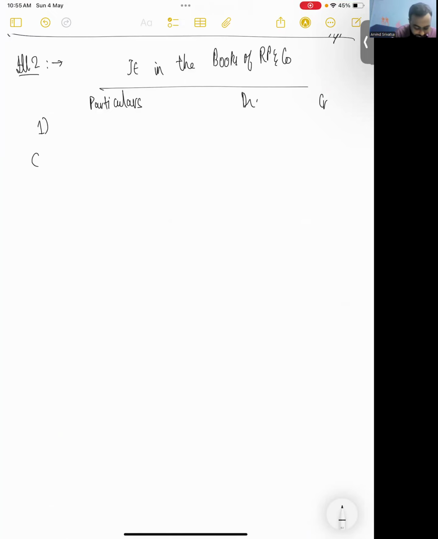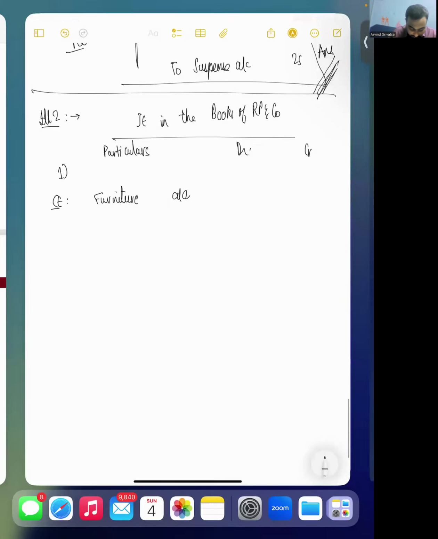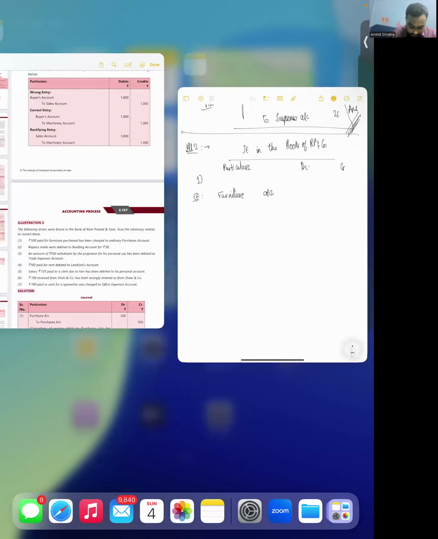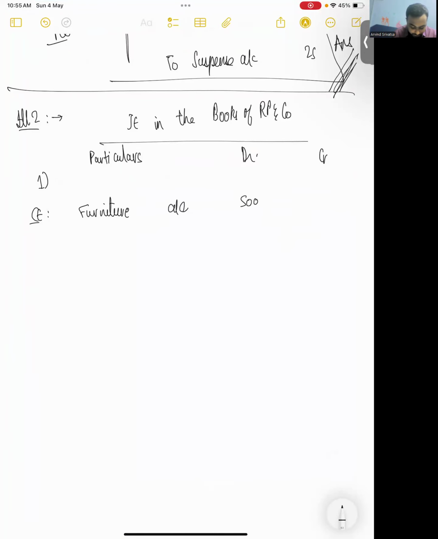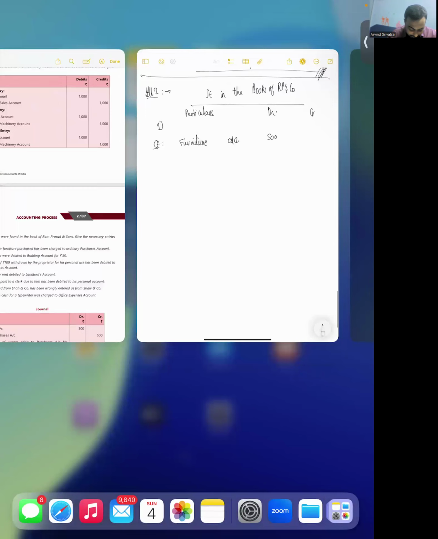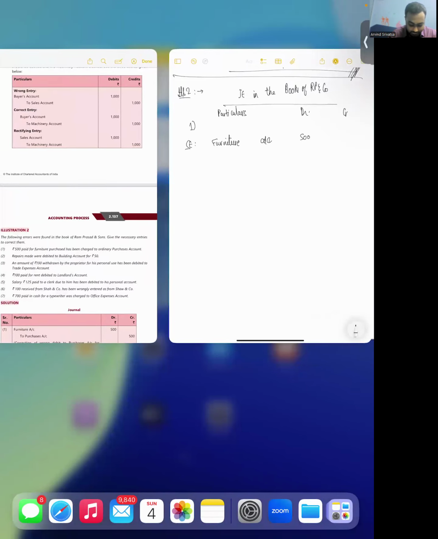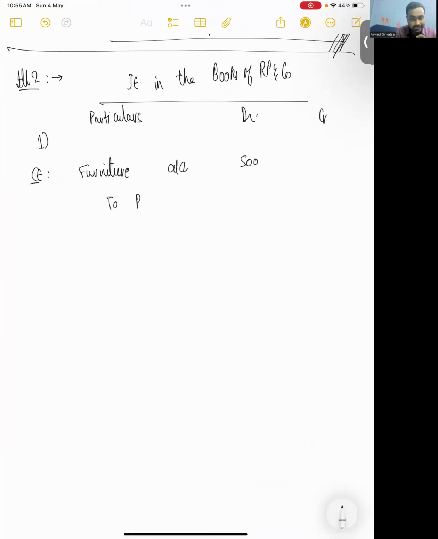So what is the correct entry? The entry that should have ideally been passed: furniture account debit. Sorry, what's the amount? 500. Furniture purchased, 500 paid. Okay, it's cash. Anyways, that's not relevant because the mistake is only in the debit aspect. Credit is fine. Wrong entry is purchases debit 500 to bank 500. Your reversal will be bank to purchases 500.